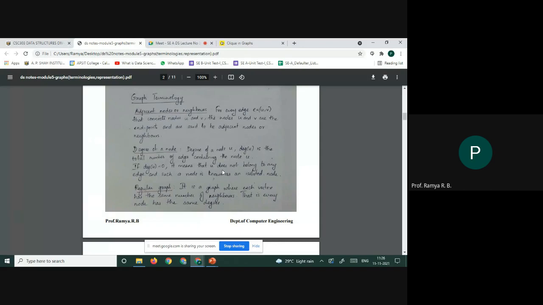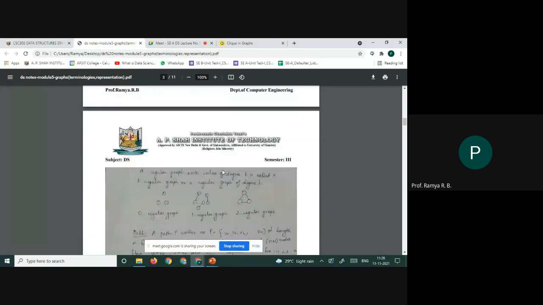Next terminology is regular graph. What is a regular graph? A graph is said to be a regular graph if every vertex has the same number of neighbors, or in other words, if every vertex in your graph has the same degree. Same degree means same number of neighbors, right? Such a graph is called a regular graph.